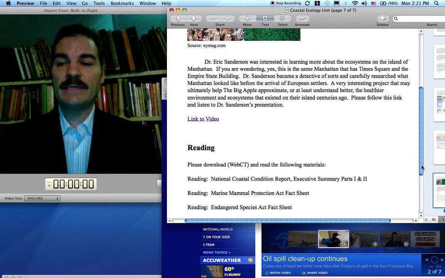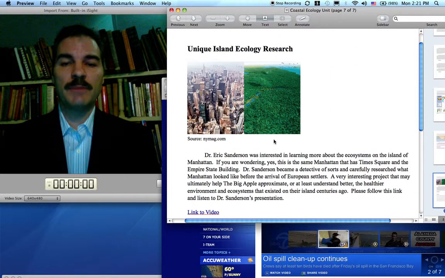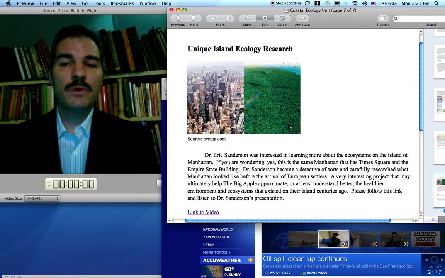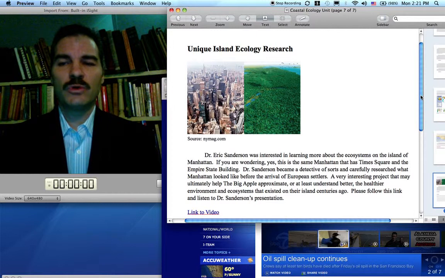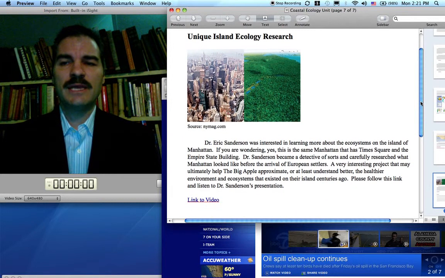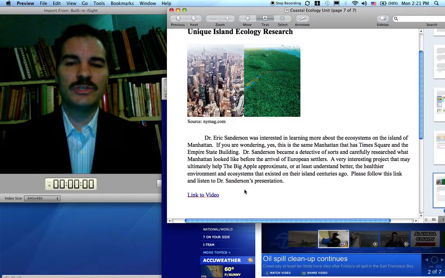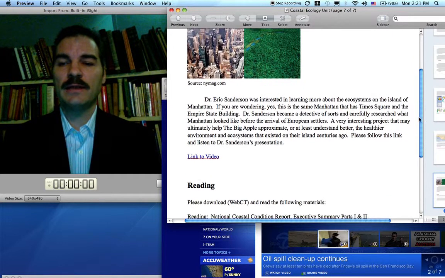Next, you'll be looking at this interesting research conducted by Dr. Sanderson, where he recreated what the island of Manhattan may have looked like before being colonized. Very creative, he did a lot of painstaking investigation to recreate what different areas of it looked like, and we're particularly lucky because there's a video of him actually presenting his research and findings. So I think you'll all enjoy that.